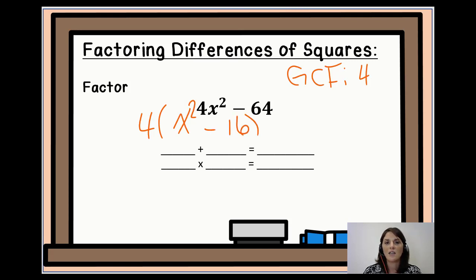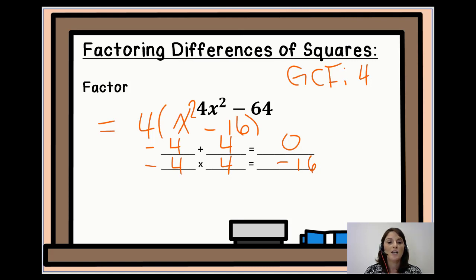If I look inside those brackets, that's actually a difference of squares question. So we can factor x squared minus 16. We're looking for two numbers that add to give 0 and multiply to give negative 16. Go ahead and find your numbers. Okay, hopefully you found your numbers were negative 4 and positive 4.